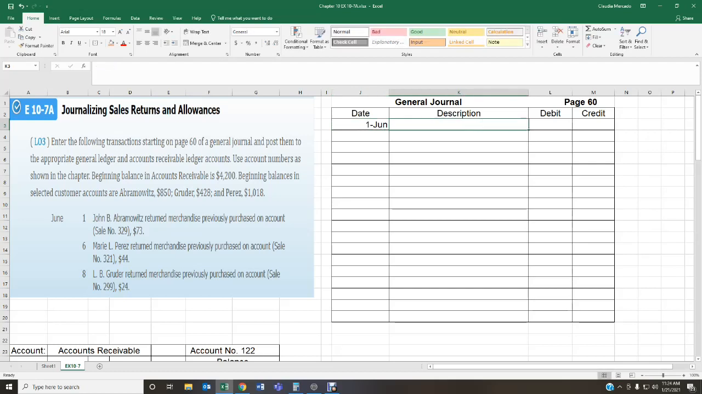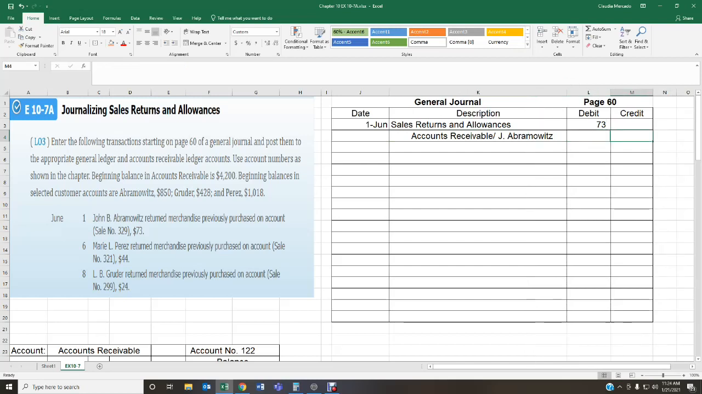So what are we doing here? Well, John is making a return. So we're going to debit my sales returns and allowances account, and the return is for $73. Now because he hadn't paid for them yet, whenever we recorded this sale, we recorded it to our accounts receivable. Because he's returning the merchandise, we're going to give him credit to the accounts receivable. So accounts receivable gets credited. And then we have to put the name of the customer, J. Abramowitz.